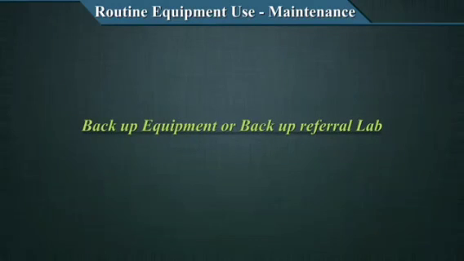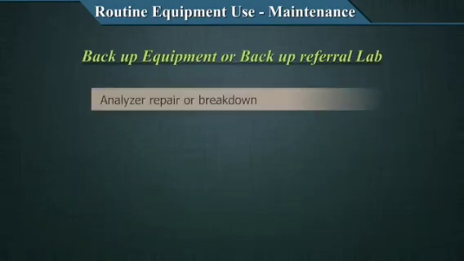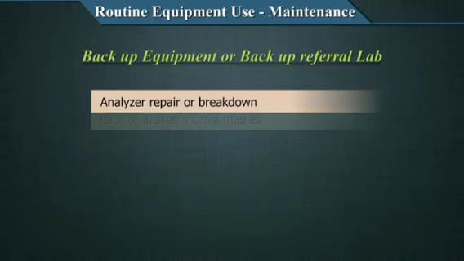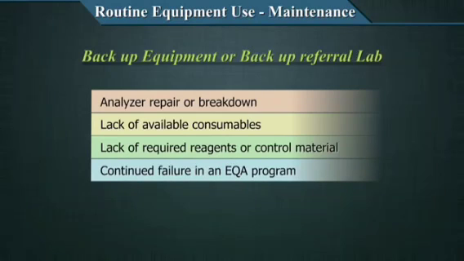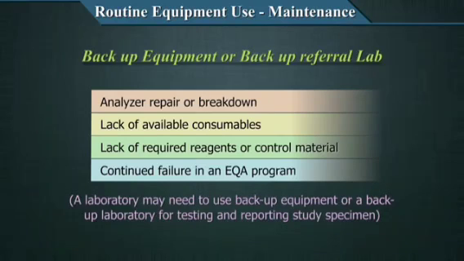So we are done with maintenance now. We have come to the next concept, which is indirectly part of your maintenance, but also a totally different aspect of it, which is backup equipment or backup referral labs in the case of breakdown. In certain circumstances, for example an analyzer repair or breakdown, lack of available consumables, lack of required reagents, control materials, continued failure in EQAS, etc., a laboratory may need to use backup equipment or backup laboratory for testing and reporting.